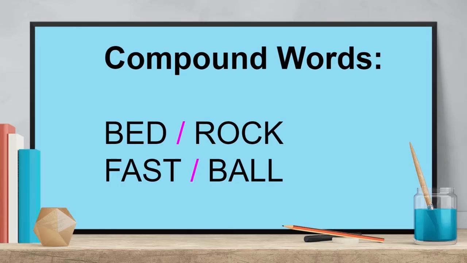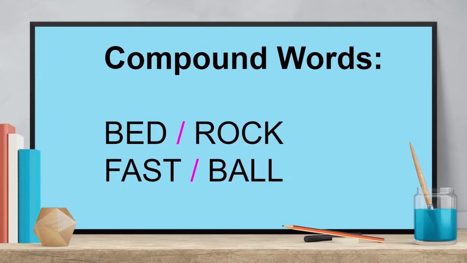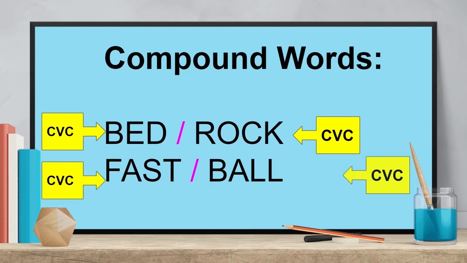All right, so in compound words in this document, we have two compound words. They are bedrock and fastball. Bed is its own word, and rock is its own word. Together, they make their own word, bedrock. That's the foundational layer on the earth, right? Fastball, together, is a fastball, right? All of these are made up of CVC word parts.